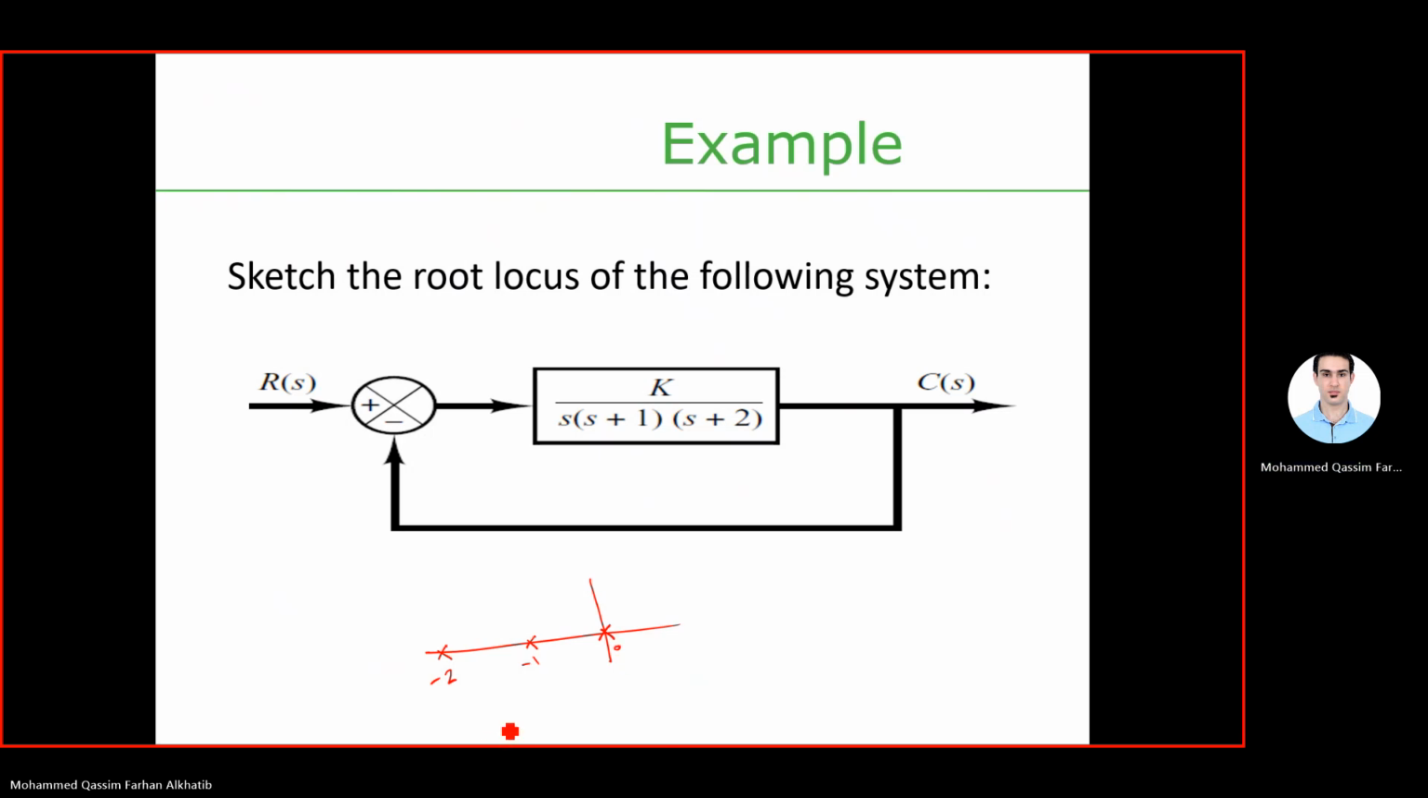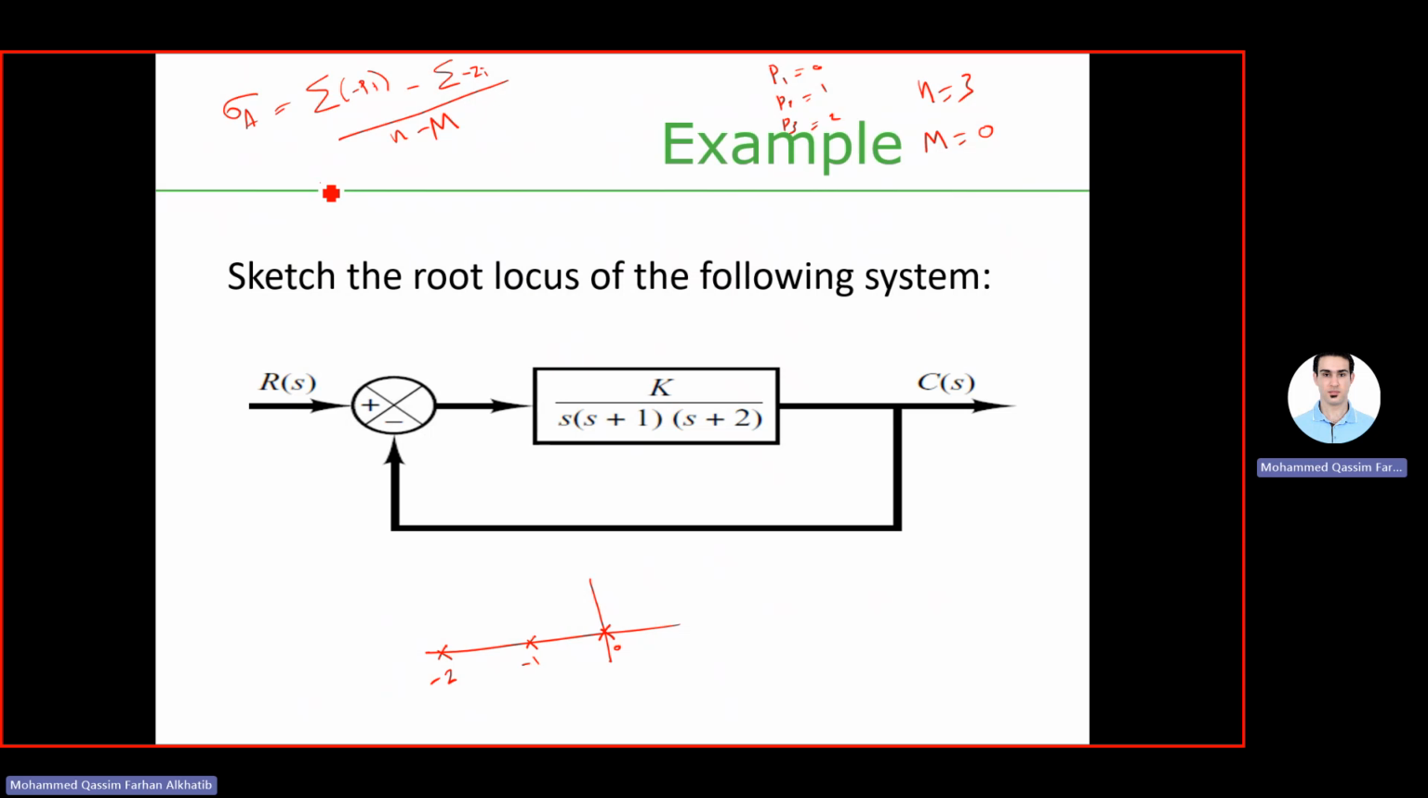All right. Now, can we find the value of sigma A? It's the summation of negative p_i minus the summation of negative z_i, over n minus m. How much is n? 3. How much is m? 0. And for p_i, I have p1, p2, p3. I have a 0, I have 1, I have 2. So I will have -0, but then when I substitute I will put the negative. Negative.